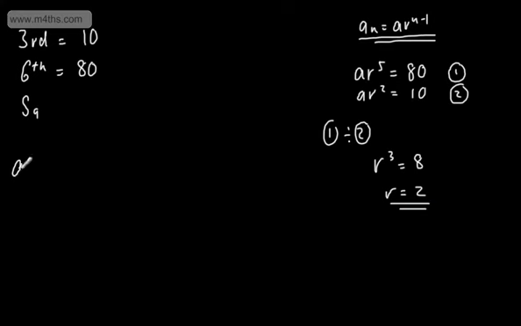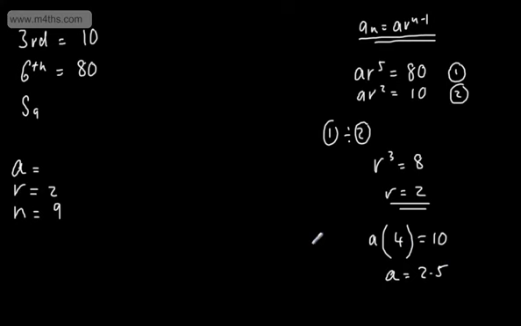So what I'm going to do is start building up these values. Down the side of the paper, I want a, I want r, and I want n. I already know n is 9. We're summing the first 9 terms. I've now got the ratio. All I want to do from this point right here is find the value of a. I know r is 2, so subbing it in here, we've got a multiplied by 2 squared, which is 4, will be equal to 10. So we can see that a is going to be 10 divided by 4, which is 2.5, or 5 over 2. So now we've got our values, and we can simply plug this in.